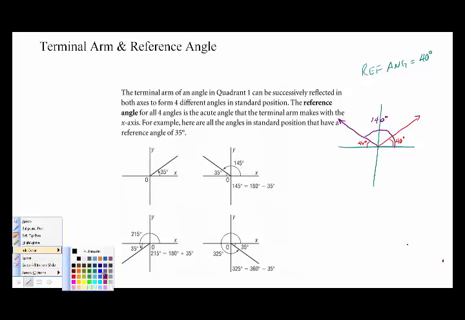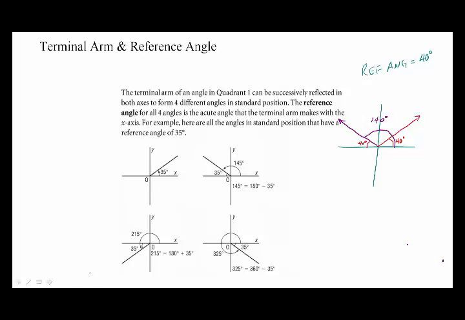I'll do it in green. Let's pick a funky green. And we could go all the way around, only this time we're going to stop here because, again, the reference angle to the nearest x-axis would be 40 degrees. What's the entire angle this time? It's going to be the 180 plus the 40 this time, which is going to be 220 degrees.